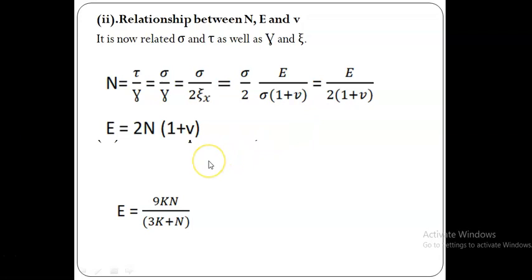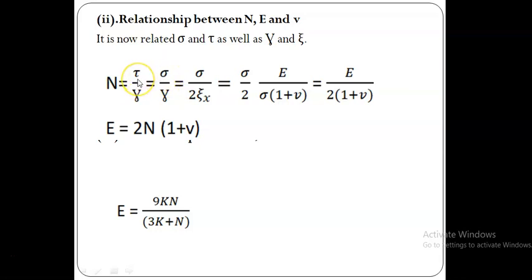So next, the relationship between shear modulus N, Young's modulus E, and Poisson ratio nu. It is related to sigma and tau as well as gamma and epsilon. Here also we have to assume that there is an object which is subjected to pure shear in all directions, and therefore the maximum normal stress in that plane becomes sigma, that is, tau becomes sigma.